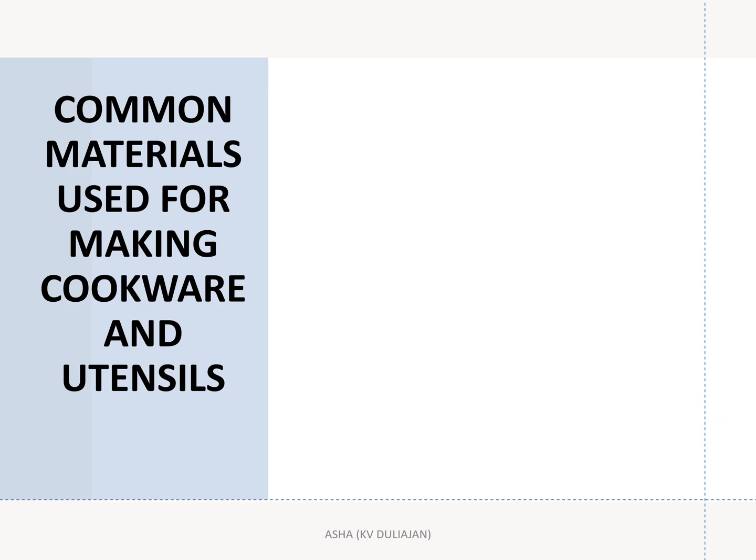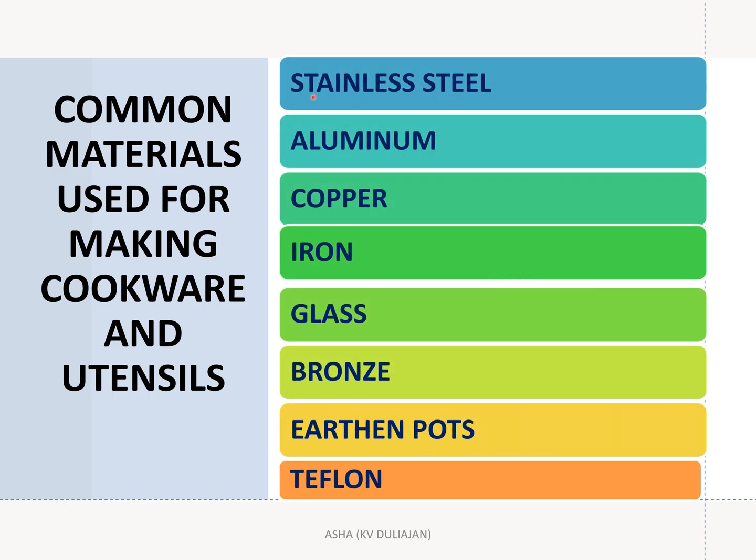Now common materials used for making cookware and utensils. They are stainless steel, aluminium, copper, iron, glass, bronze, earthen pots, Teflon. Let's see how the utensils made from these materials actually look.